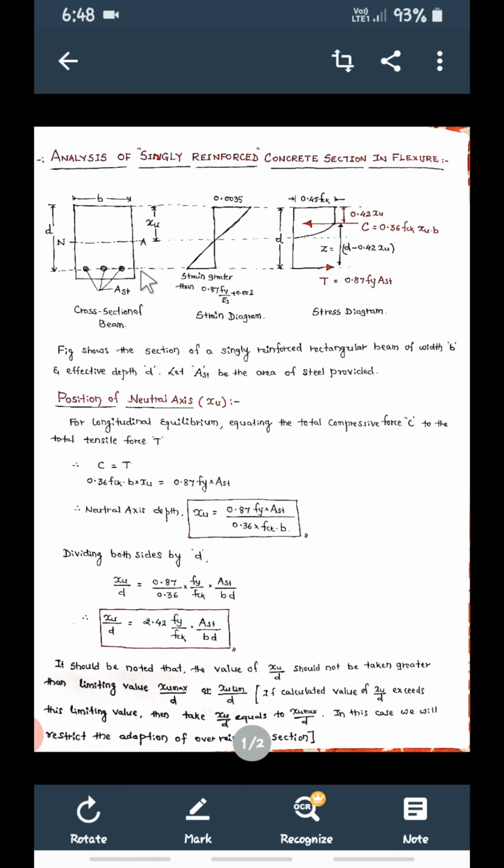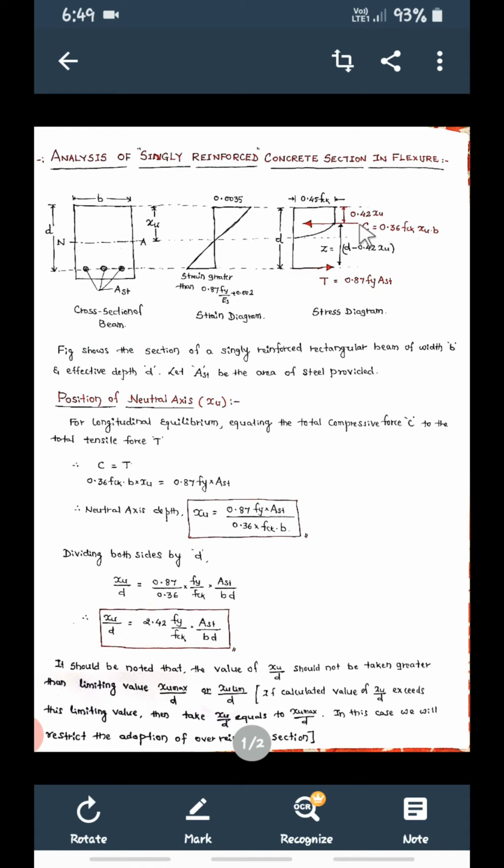So remember these three diagrams. One is the cross section, then the strain diagram, that is maximum strain in concrete and maximum strain in steel, and this is the stress diagram. So maximum stress in concrete is 0.45 FCK and maximum stress in steel is 0.87 FY. Now how have we got this?